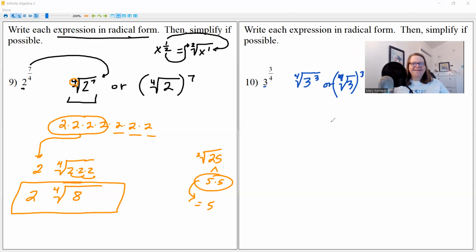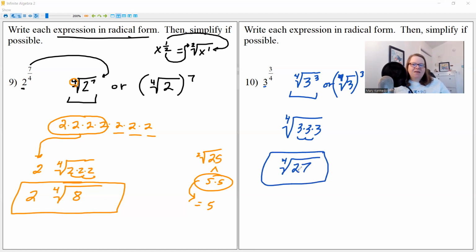That is a 4. Okay, so think about this. This is the fourth root of 3 times 3 times 3, 3 to the third, right? I'm looking for groups of 4. There is no group of 4, right? So the only simplifying I could do is just to multiply that. I could say 3 times 3 is 9, times 3 is 27. So the fourth root of 27. But if you can't really simplify it, then this is actually good. This is fine to leave it like that.